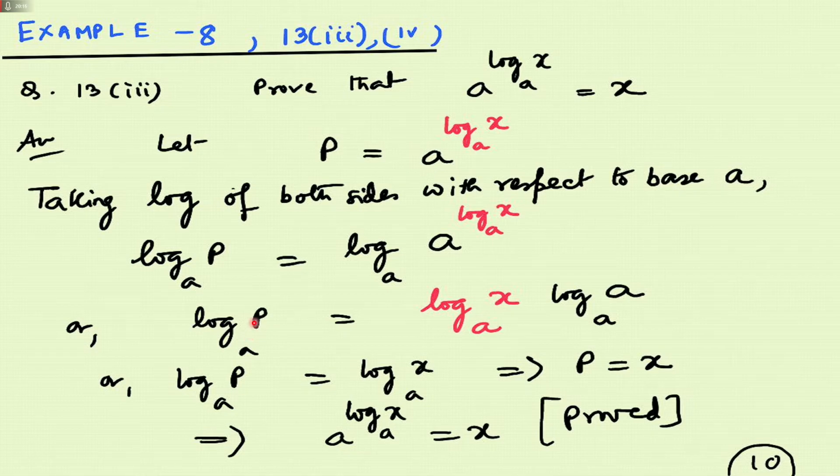So you will have finally log p base a is equal to log x base a, and from the rule of log, you can have p equal to x. But what is your p? p is nothing but this relation, that means a to the power log x base a is nothing but x, and you have to prove this. So I am writing here proved.